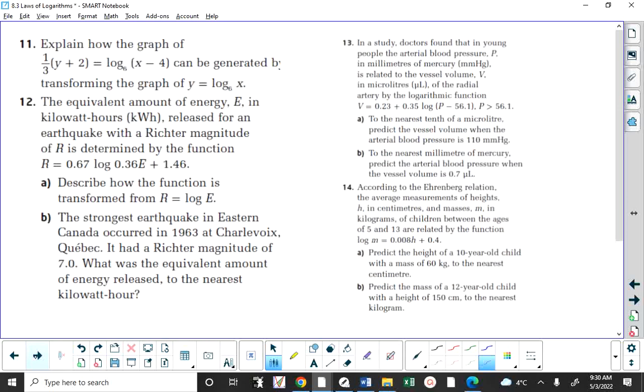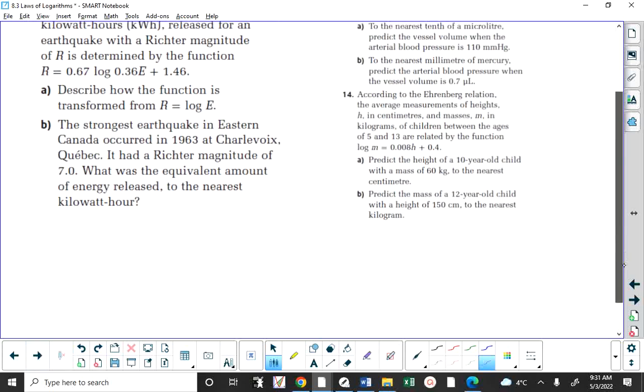So you're given what's called the Ehrenberg Relation, and it relates the height in centimeters of children between the ages of 5 and 13 to their masses in kilograms. Obviously, this would be an average equation. It wouldn't work for every student. So predict the height of a 10-year-old child with a mass of 60 kilograms.